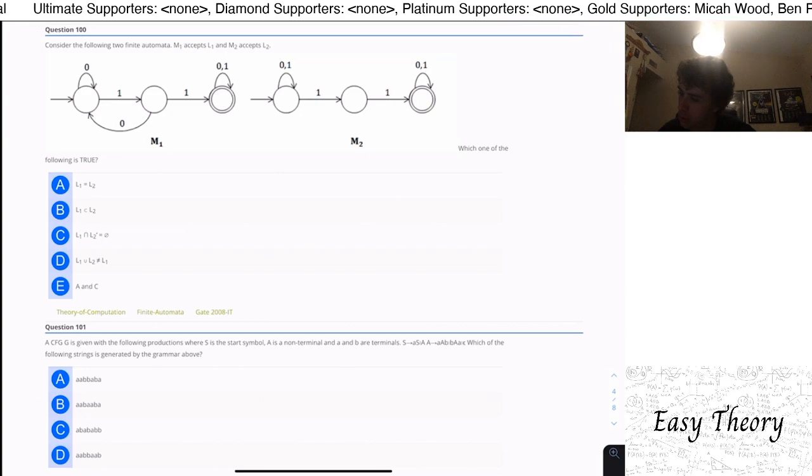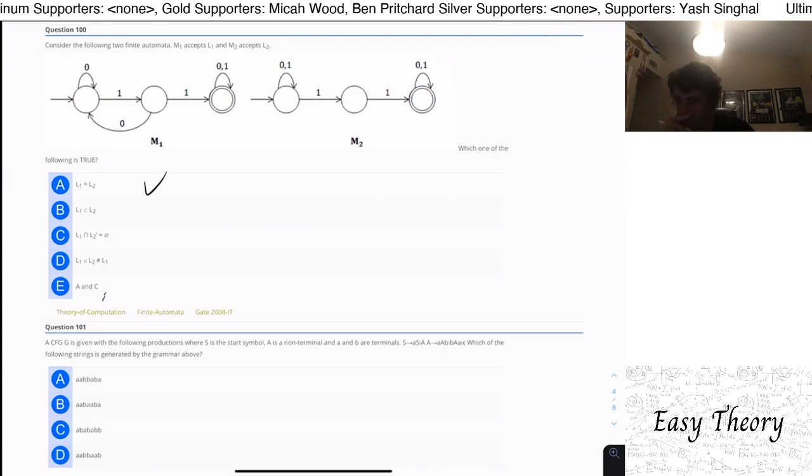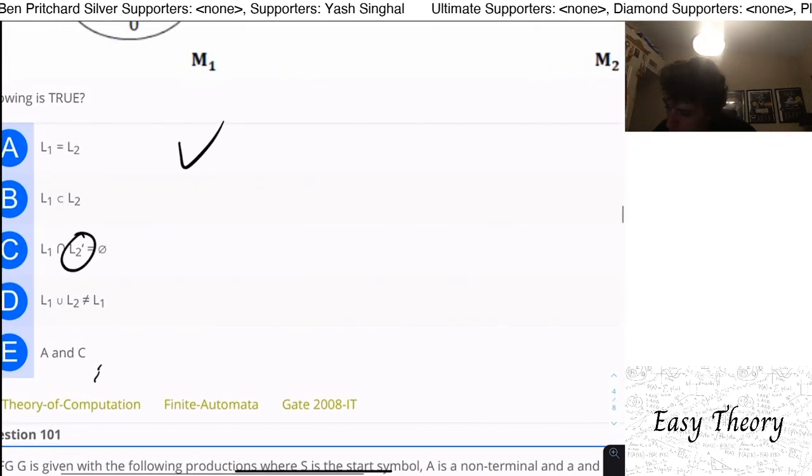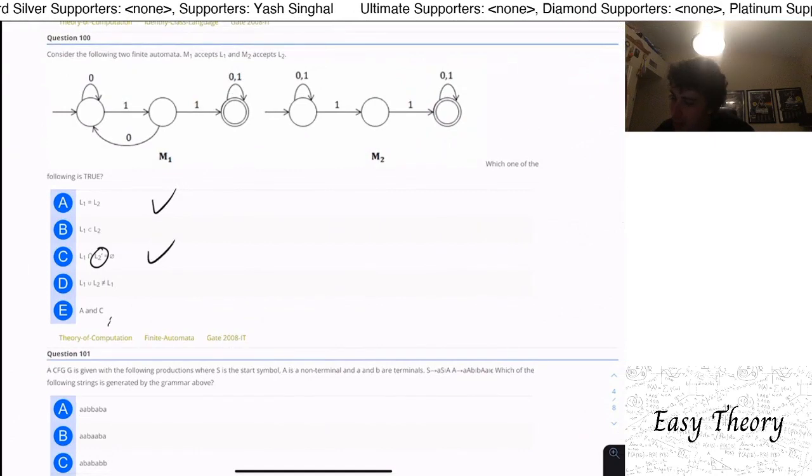Which of the following is true? I think they're the same. I guess there could be multiple. We only really need to check C though. Is that complement? Oh, that's really tiny. Yeah, so that one should also be true because if they're the same, then the language intersect the complement of itself is empty, so it must be E.